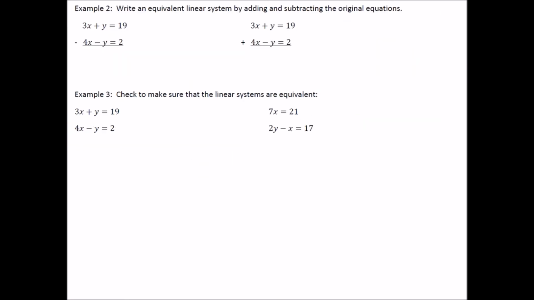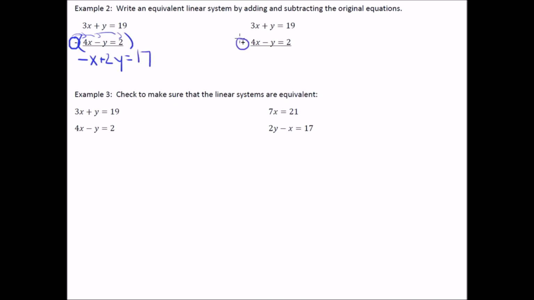Okay, example 2 is asking us to write an equivalent linear system by adding and subtracting the original equations. So simply, if we add and subtract the original equations, we're going to get two equations that are equivalent. So I'm going to show you how to subtract, and this is going to get us ready for elimination, which is tomorrow. So 3x minus 4x, I get negative x. Y minus negative y, I get 2y. And 19 minus 2, because essentially this is in brackets and we're subtracting each term. So 19 minus 2 is 17.